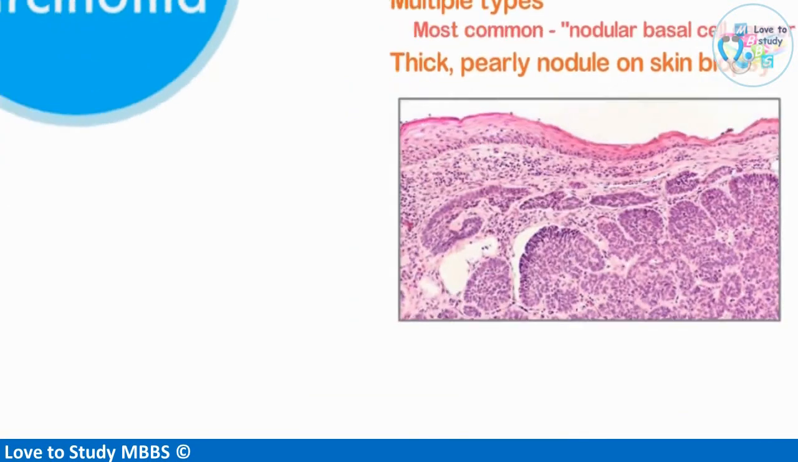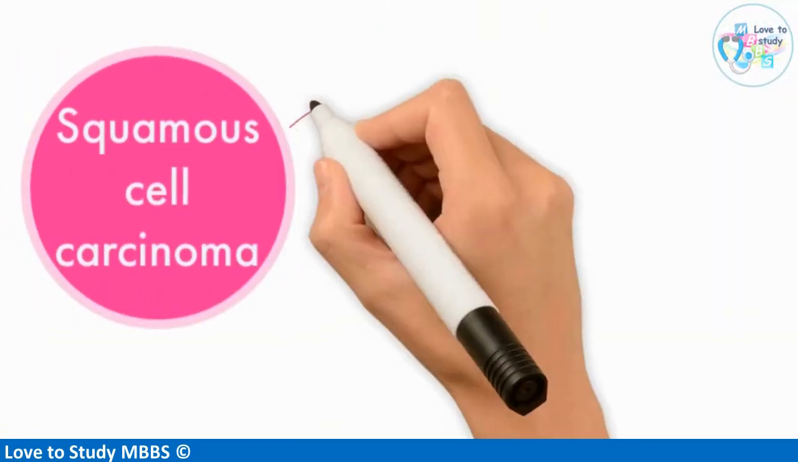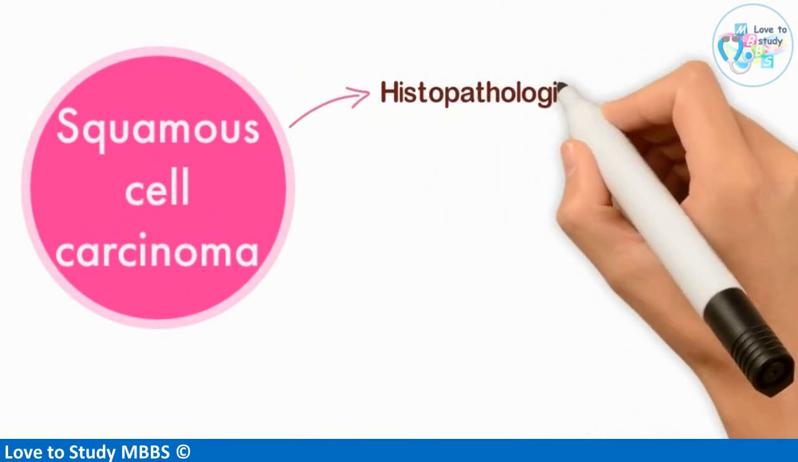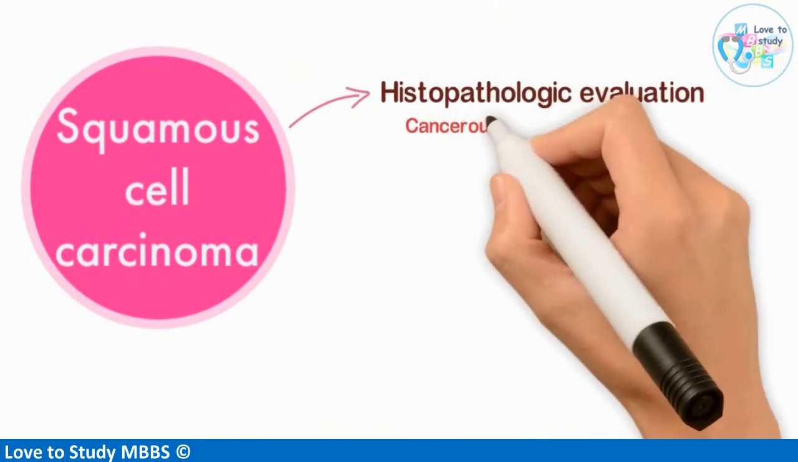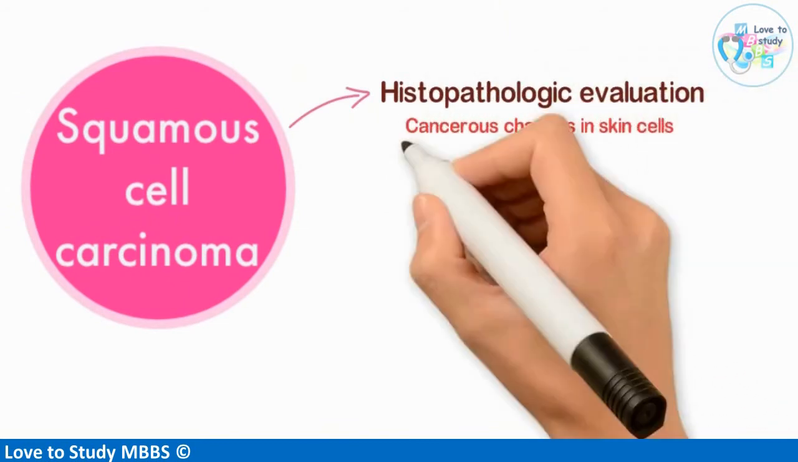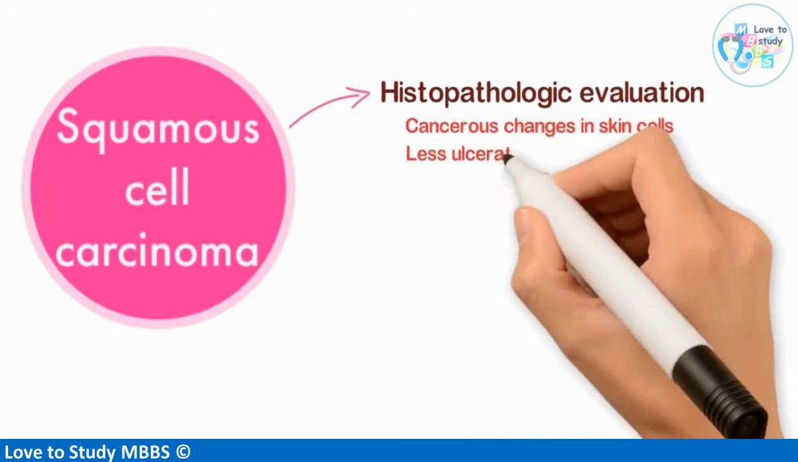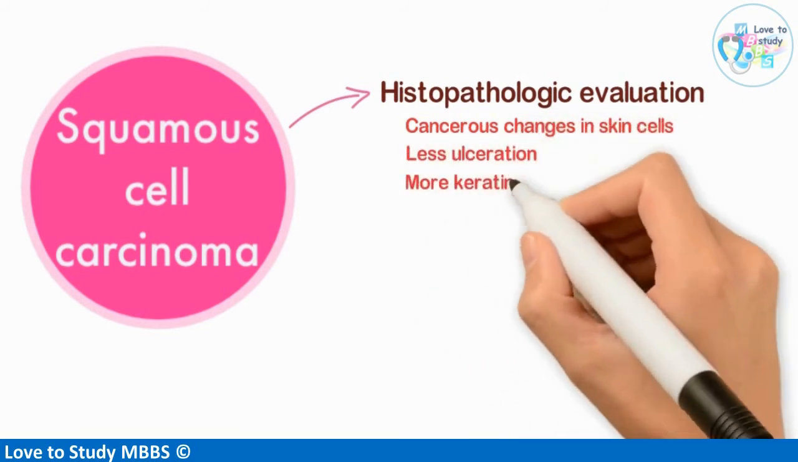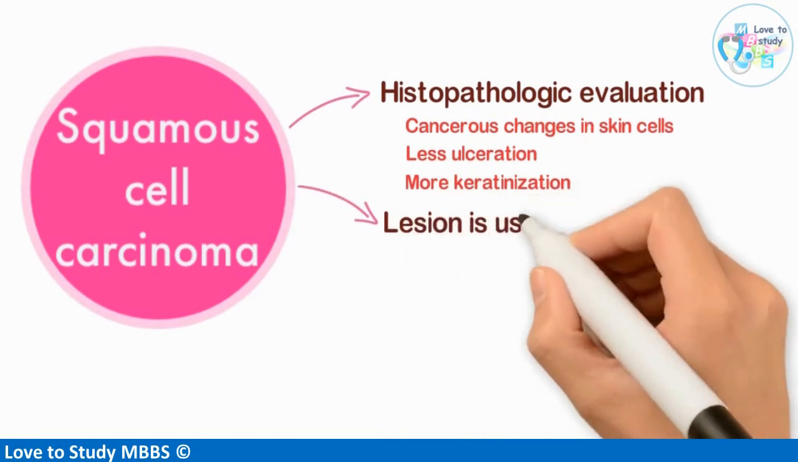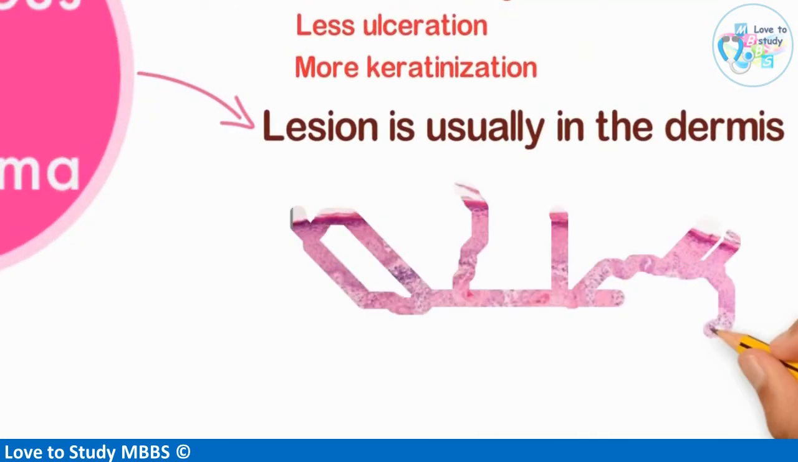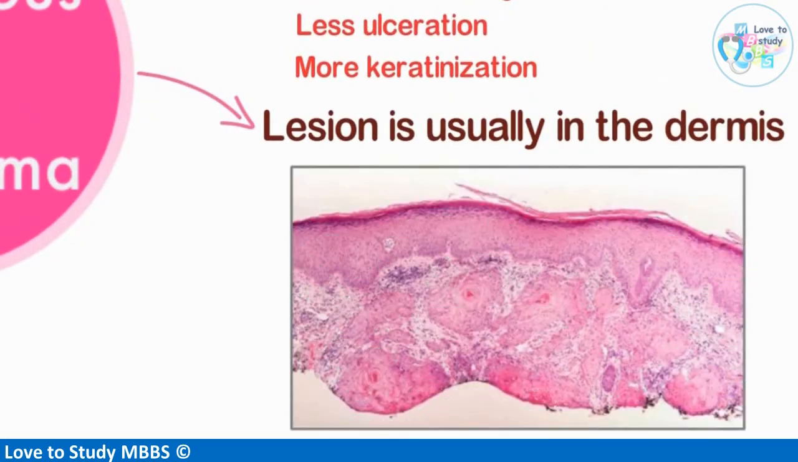The histopathologic evaluation of CSCC will show cancerous changes in skin cells, but will show less ulceration and more keratinization of the malignant lesion. The lesion is usually in the dermis of the skin, so the biopsy needs to include this area to find cancerous cells.